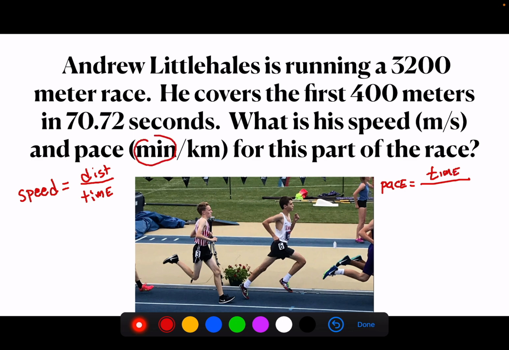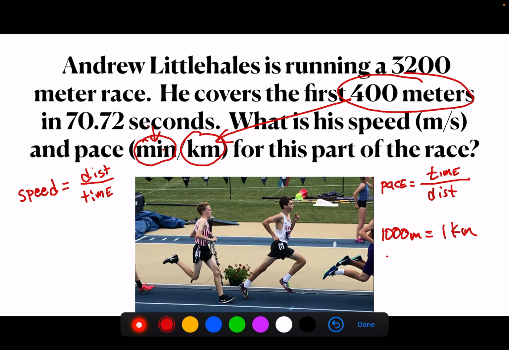We want our pace in minutes, not seconds, and we want our distance in kilometers, not meters. So when we do this, make sure you do a conversion to turn seconds into minutes and 400 meters into kilometers. Remember, 1,000 meters make a kilometer and 60 seconds make 1 minute. Okay, again, show all your work. Formula without numbers, the numbers that you plug in, your answer, and your units.